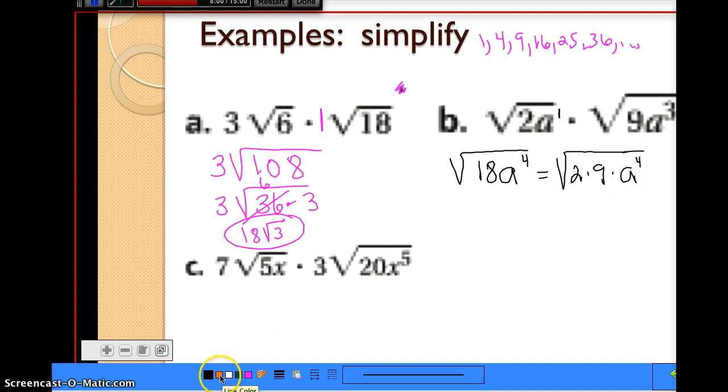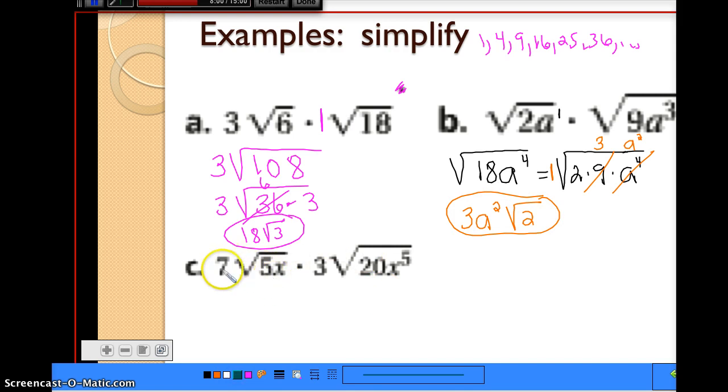Let's take out the perfect squares. The square root of 2 is not a perfect square, it's stuck. Square root of 9 is 3, and the square root of a to the 4th is half of that, so it's a squared. So my final answer, multiplying by the leading coefficient, is 3a squared, square root of 2.